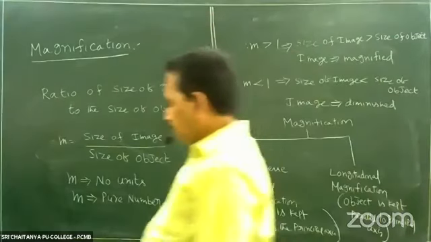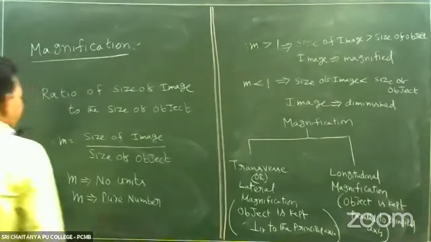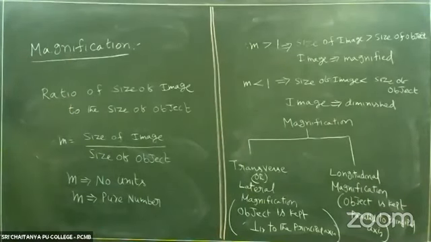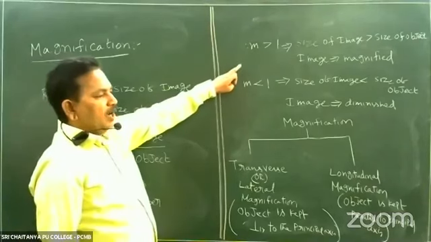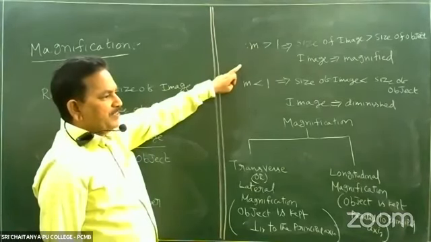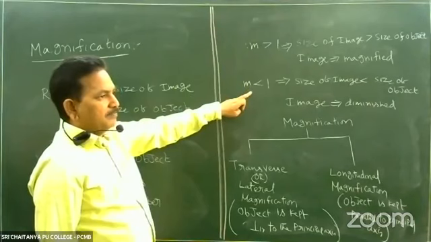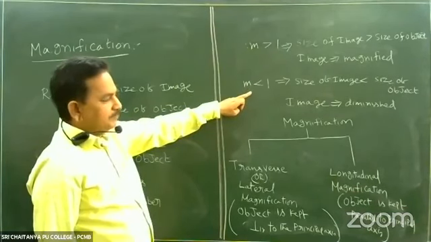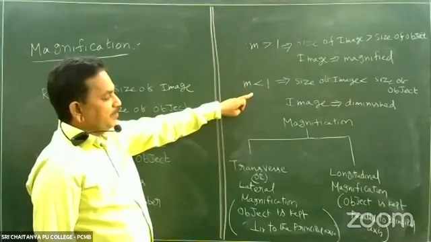So once go through the boards, we will go to the derivation part. Have the snapshot if you want. Magnification definition. Magnification formula. No units. It is purely a number. M greater than 1, image is said to be magnified. M less than 1, image is said to be diminished.